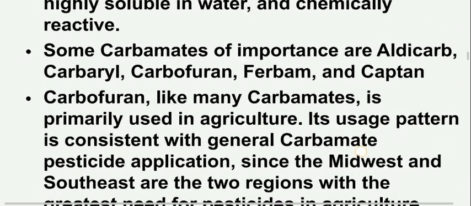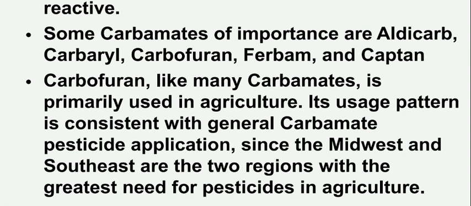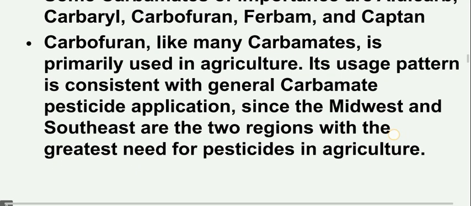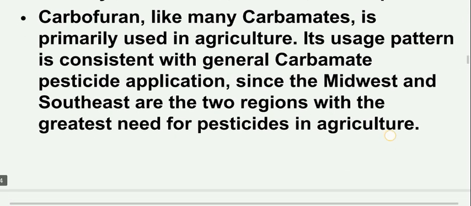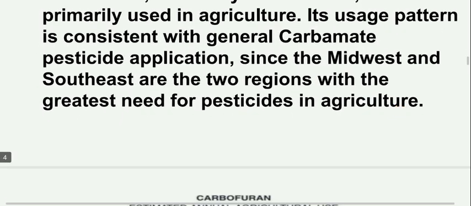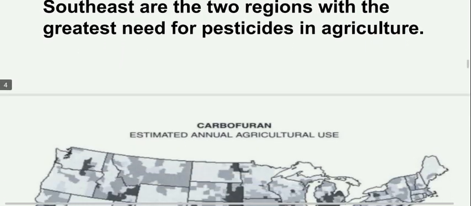Some carbamates of importance are aldicarb, carbaryl, carbofuran, furadan, and captan. Carbofuran, like many carbamates, is primarily used in agriculture. Its usage pattern is consistent with the general carbamate pesticide application, since the Midwest and Southeast are the two regions with the greatest need for pesticides in agriculture.